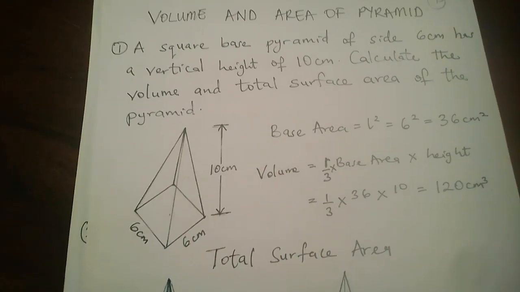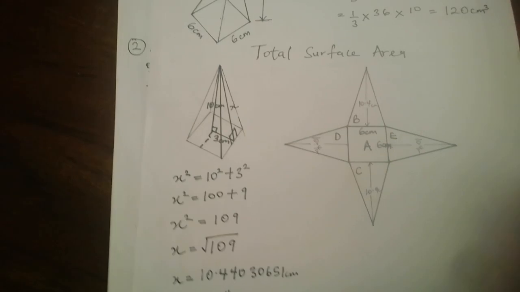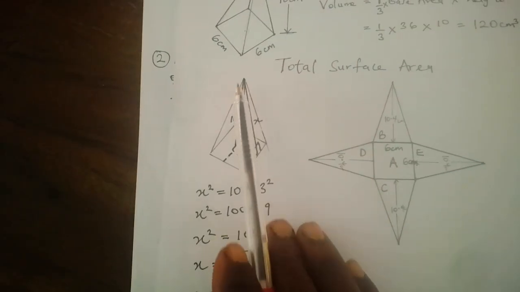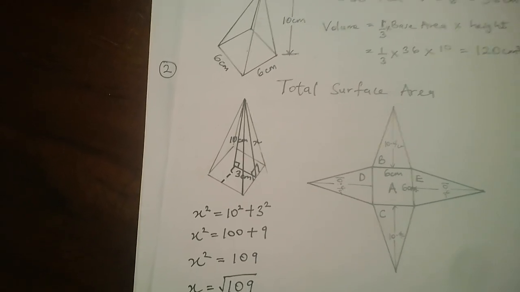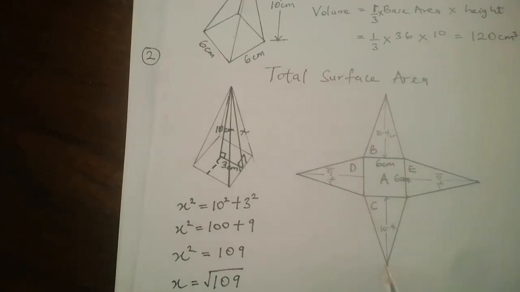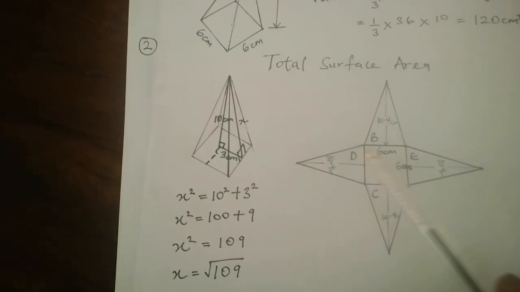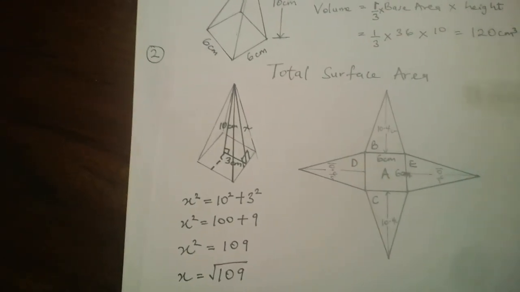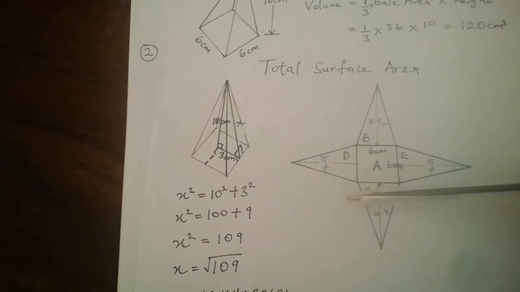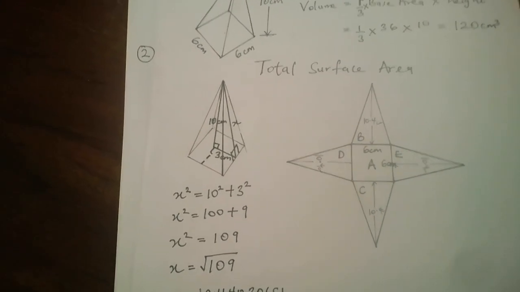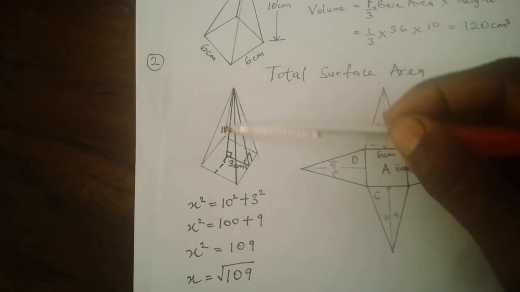Now to calculate the total surface area of the pyramid, you will need to dismantle the pyramid. When you dismantle it, you are going to have a shape like this. The base, which is a square, is this, and the other sides, which form triangles, are brought out here. And you are told that the vertical height is 10.